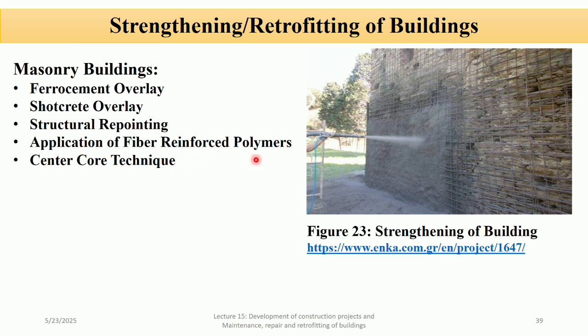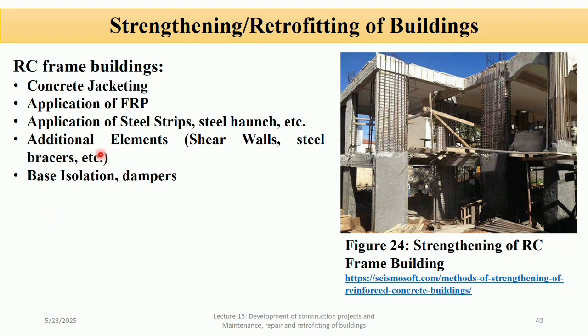Application of fiber reinforced polymers. So applying a thin high strength fiber sheet on masonry using special adhesives. Center core technique. It is a method where a vertical core is drilled inside a thick masonry wall and then a reinforcement bar is inserted and grouted. Now let's discuss retrofitting techniques used for RC frame buildings.